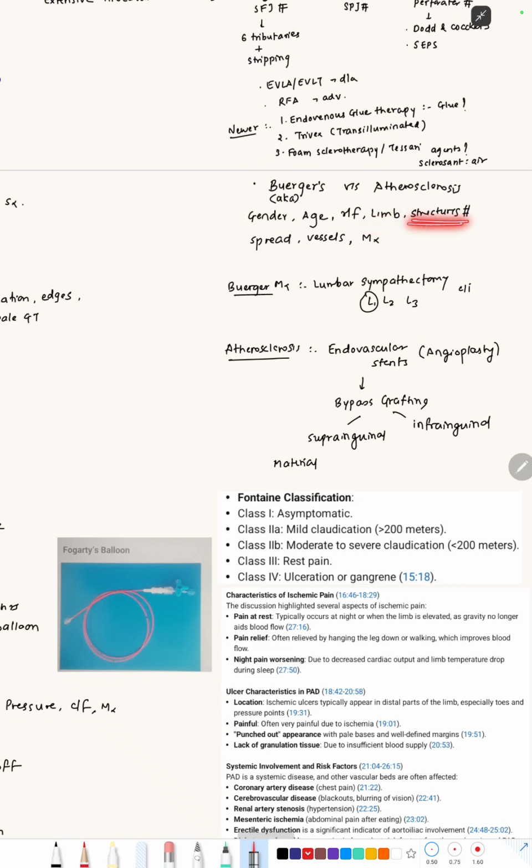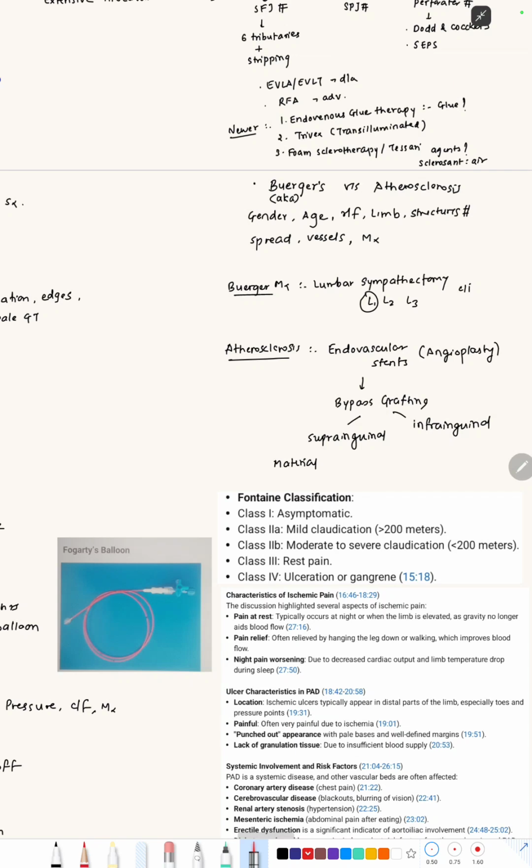Then the structures involved in Buerger's disease are artery, vein, as well as nerves. So arterial occlusion will take place, that will lead to ulceration and gangrene. Venous occlusion will lead to thrombophlebitis, and when the nerves are affected, it will lead to neuropathy. While in atherosclerosis, only the arteries are affected. The spread of Buerger's disease is from distal to proximal, while in atherosclerosis, proximal to distal. The vessels involved in Buerger's disease are smaller vessels, right? While in atherosclerosis, it's large to medium sized vessels that are involved.